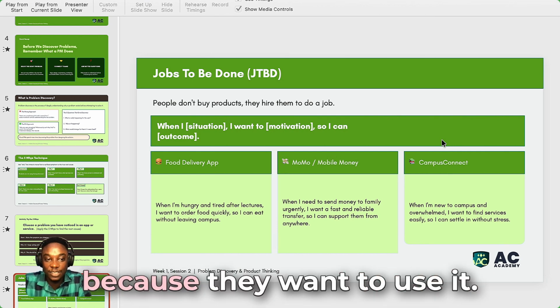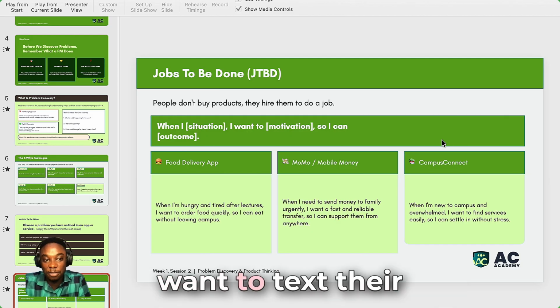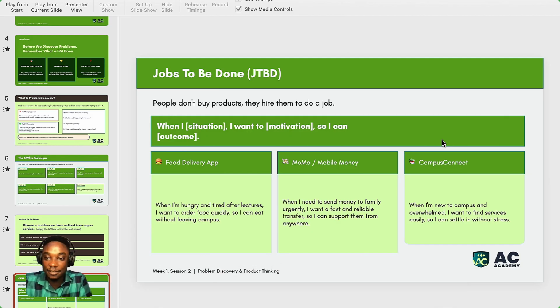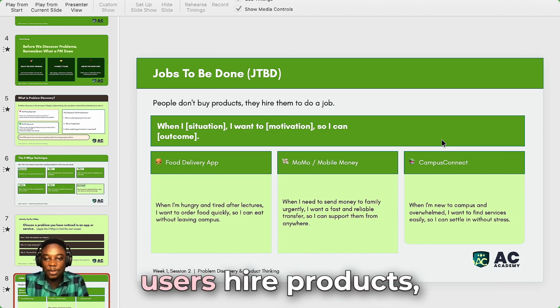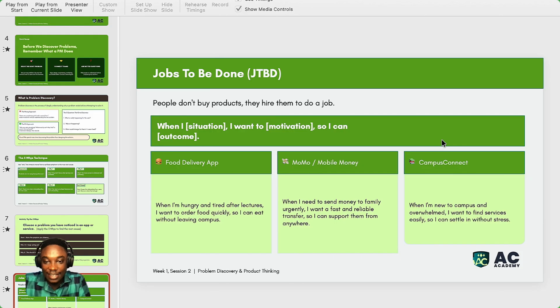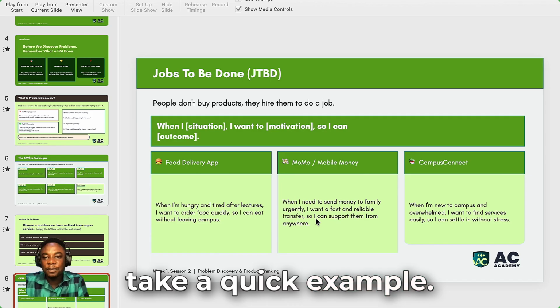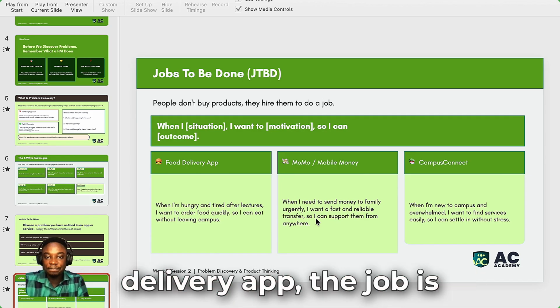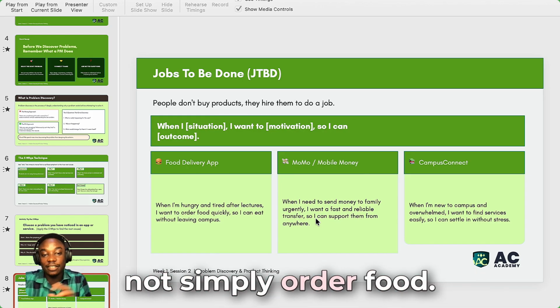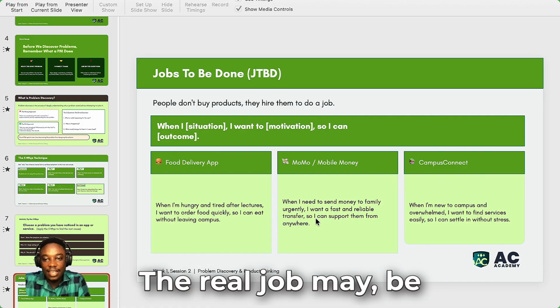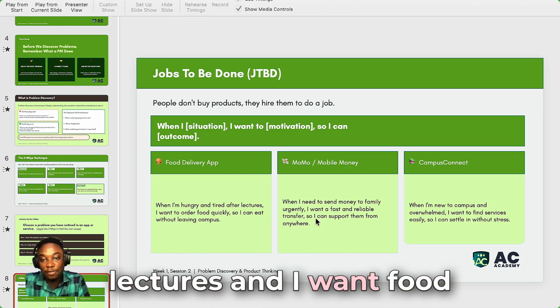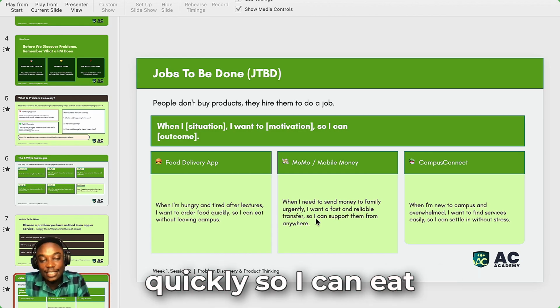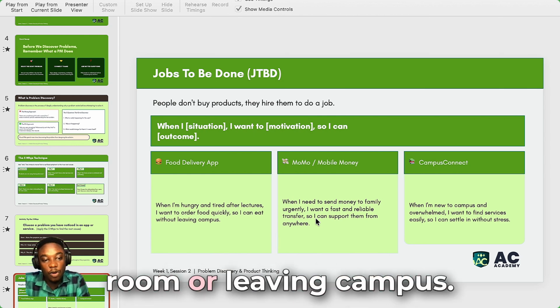People don't use WhatsApp because they want to use it. They use it because they want to text their friends, their families. Yes. So in JTBD language, we say users hire products to do a job for them. Yes. So for example, let's take a quick example. When someone uses a food delivery app, the job is not simply order food. The real job may be I am hungry and tired after lectures, and I want food quickly so I can eat without leaving my room or leaving campus.